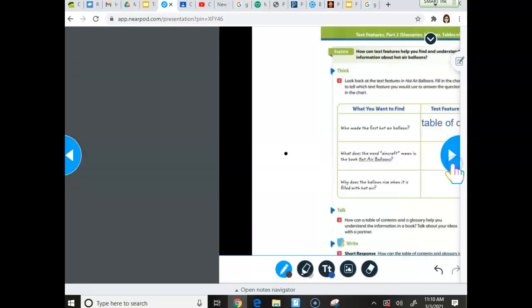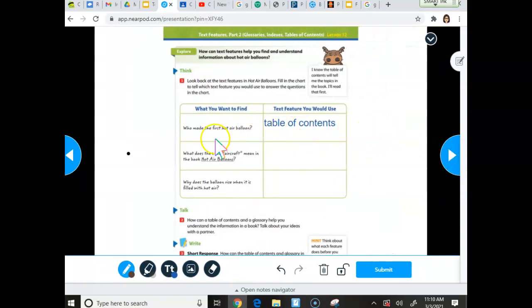All right, now, after we read, they were giving us questions, and we had to figure out which text feature we would use to find that information. So the first one we did together. Who made the first hot air balloon?